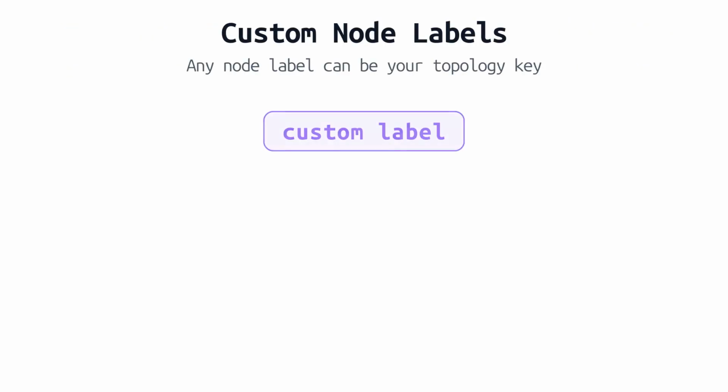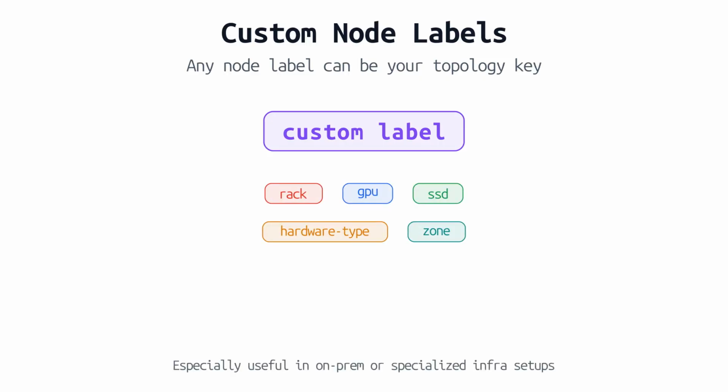You are not limited to the built-in keys. You can use custom labels too. For example, you could spread by rack, hardware type, SSD versus HDD, or any custom grouping your infrastructure uses. This is especially useful in on-prem systems or specialized setups.